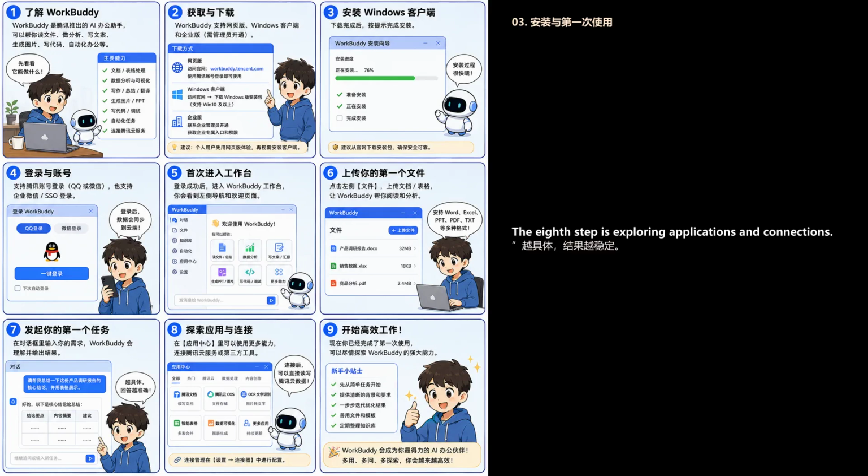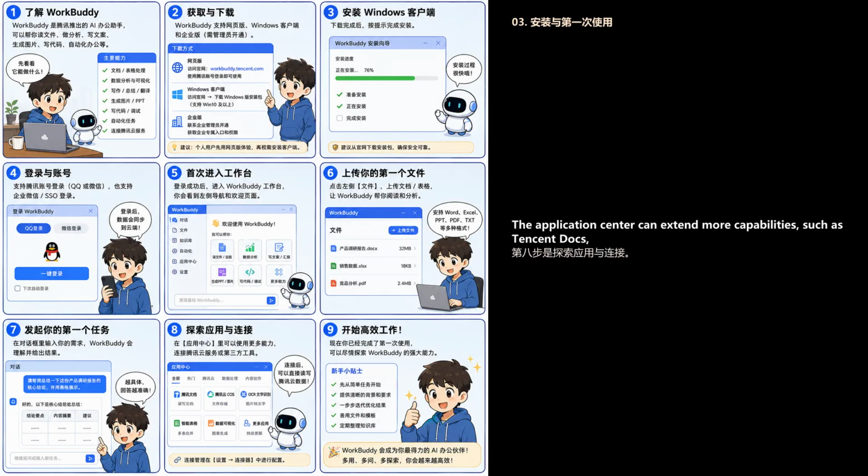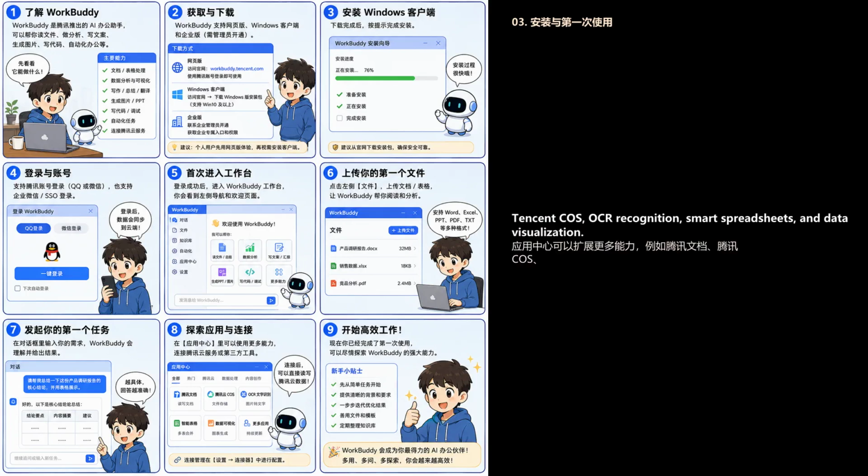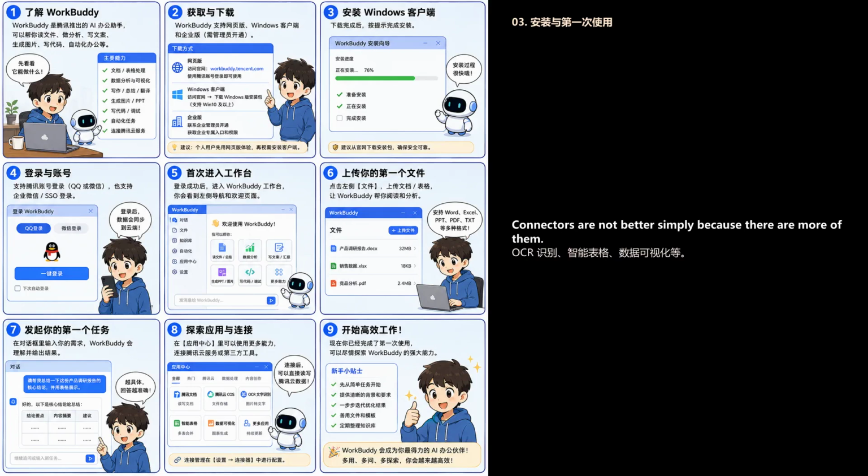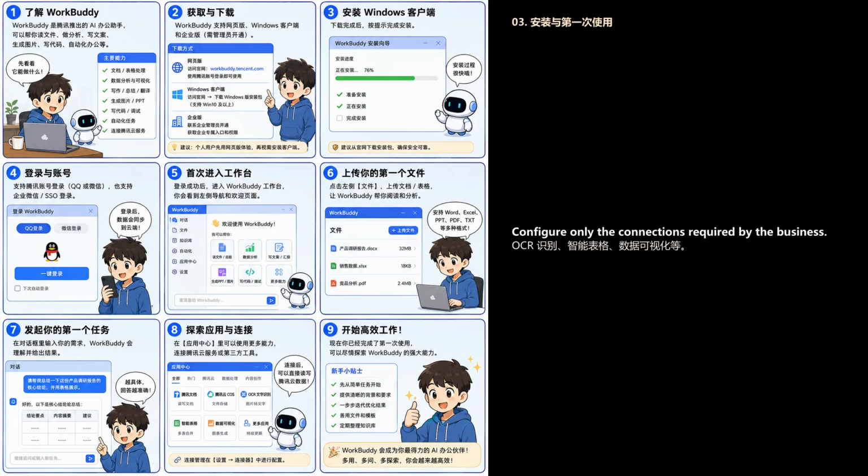The 8th step is exploring applications and connections. The Application Center can extend more capabilities, such as Tencent Docs, Tencent Cloud OCR recognition, smart spreadsheets, and data visualization. Connectors are not better simply because there are more of them. Configure only the connections required by the business.